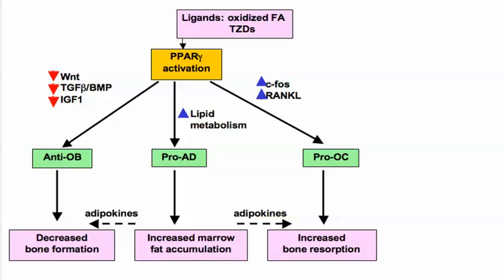The anti-diabetic drug rosiglitazone acts on PPAR gamma and has been shown to inhibit bone formation and stimulate bone resorption, thus further supporting the crucial role of PPAR gamma in inhibiting osteoblastogenesis and activating osteoclastogenesis.